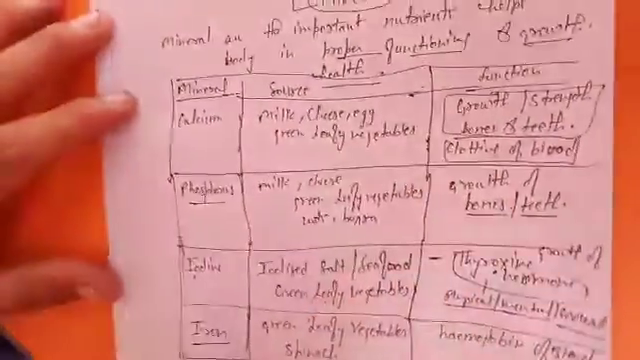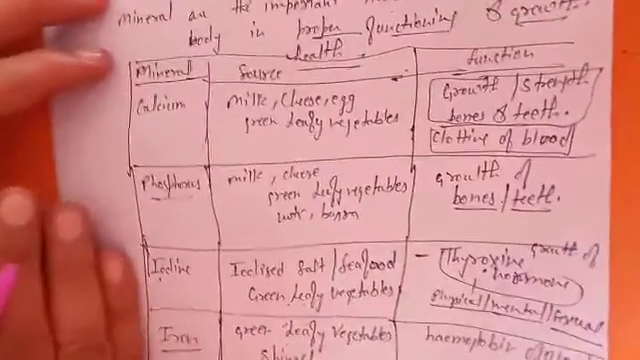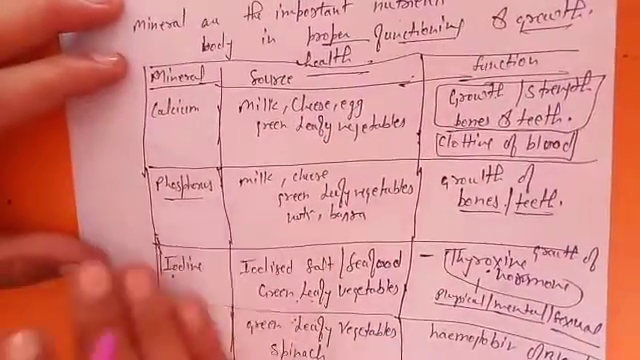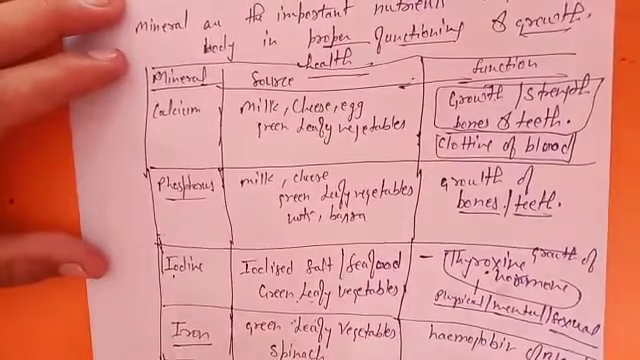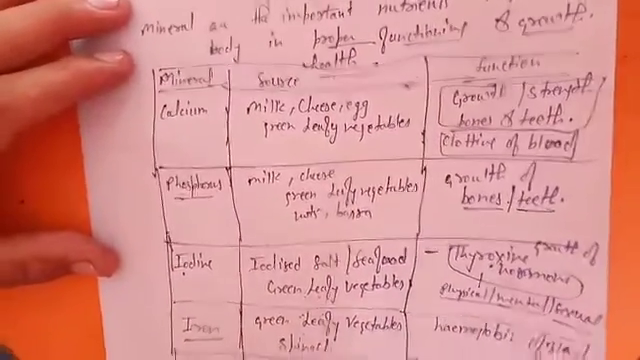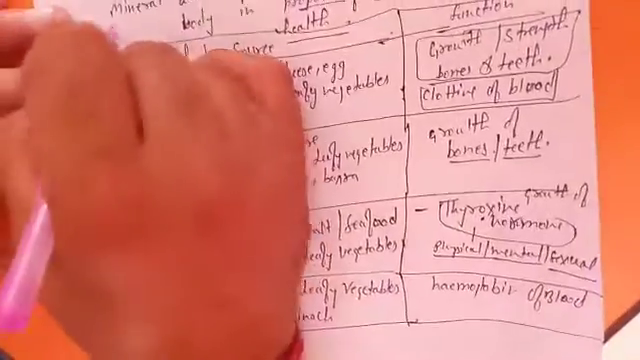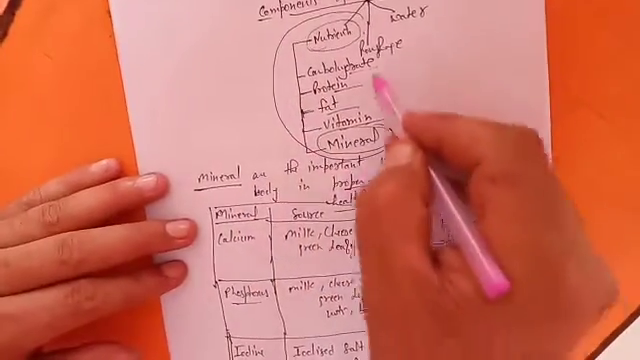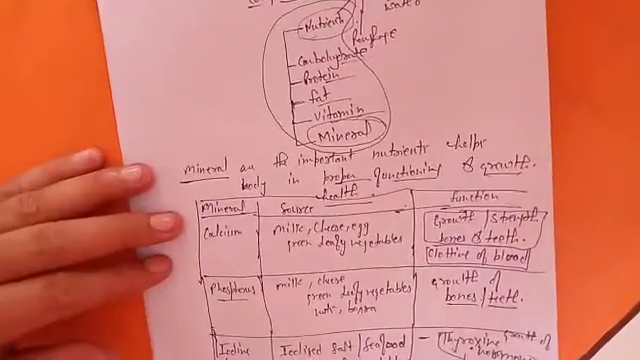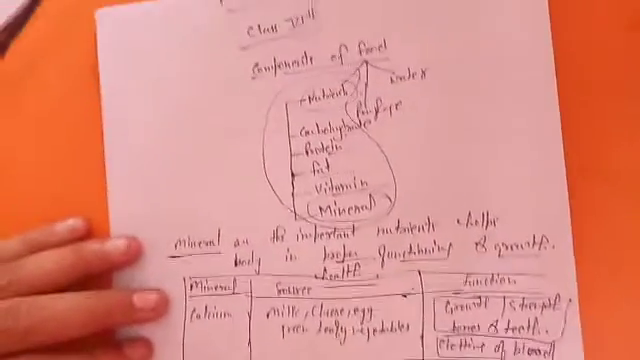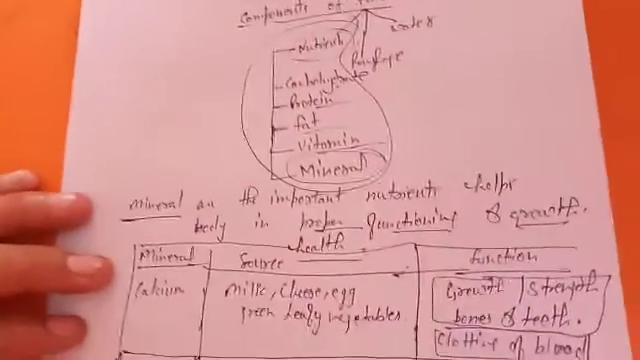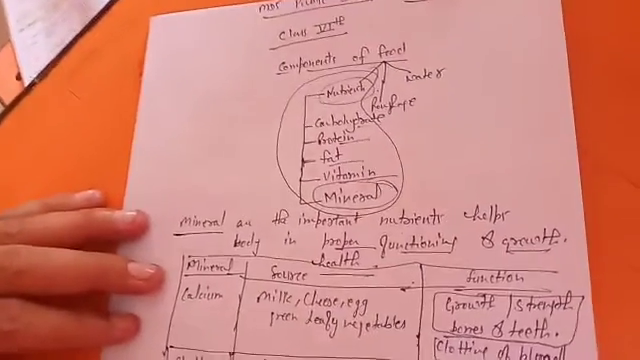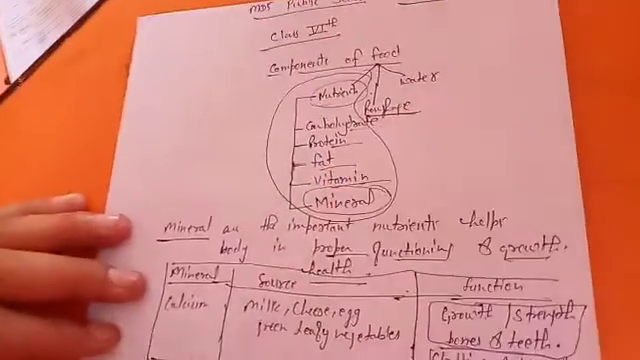So this is the whole table about the minerals. We discussed four important minerals, the sources from which we can get them, and the functions they play in our body. So this is your mineral. Your first part, nutrients, is completed by this session. Now we will discuss roughage, the second one. It is the shortest one, that's why I am discussing it right now.